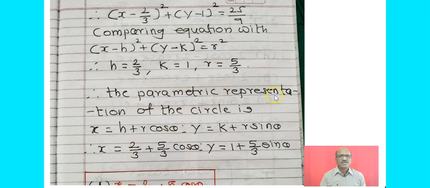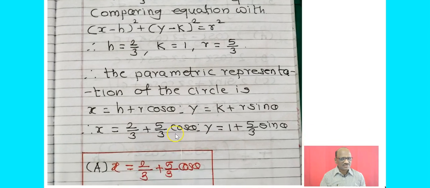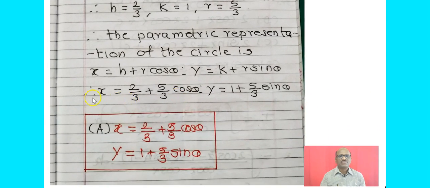The parametric representation of the circle is x equals h plus r cos theta and y equals k plus r sin theta. Now it can be written as, substituting the values, x equals 2/3 plus 5/3 cos theta and y equals 1 plus 5/3 sin theta, and hence option A is the correct one.